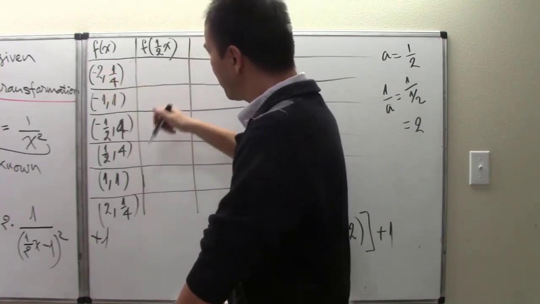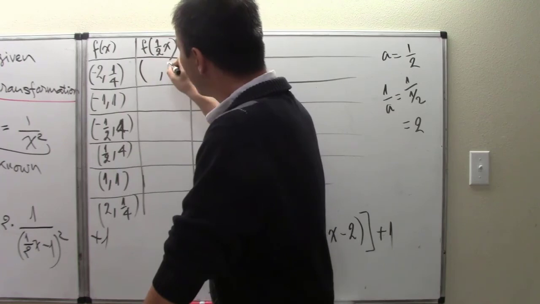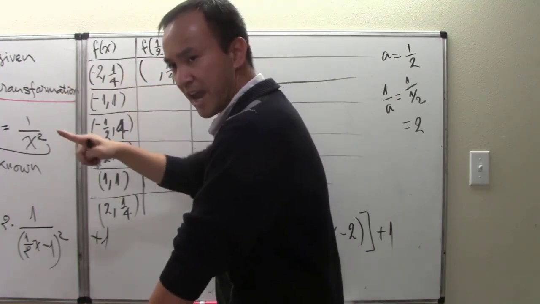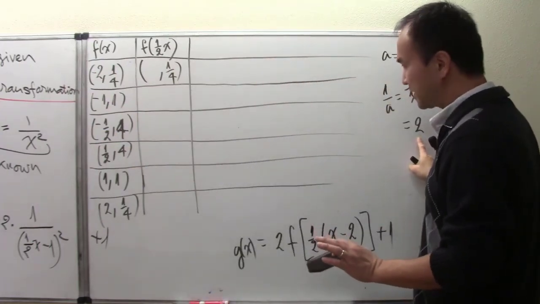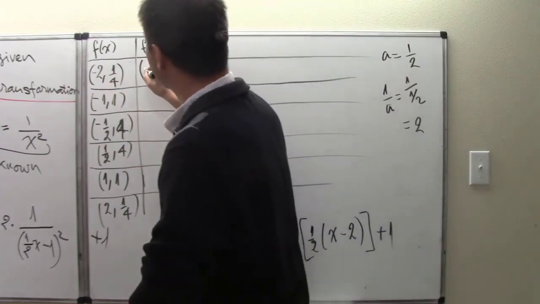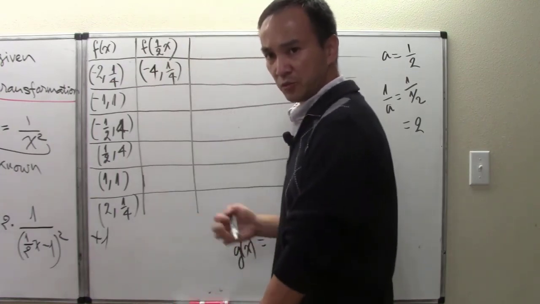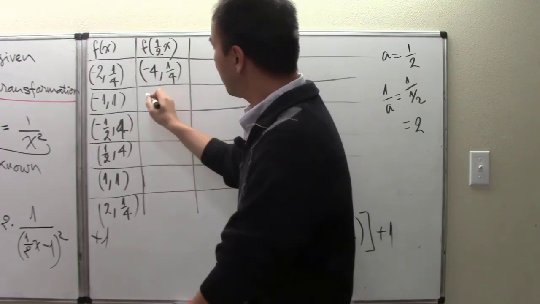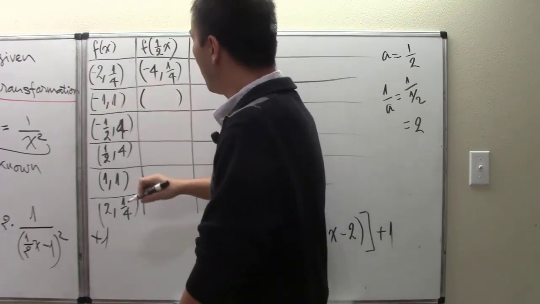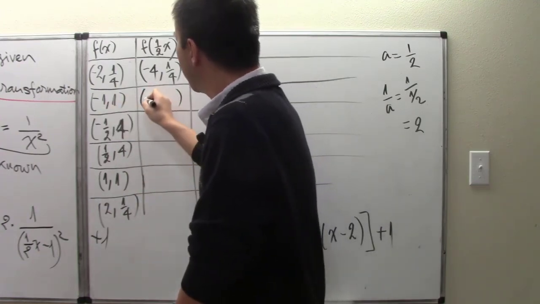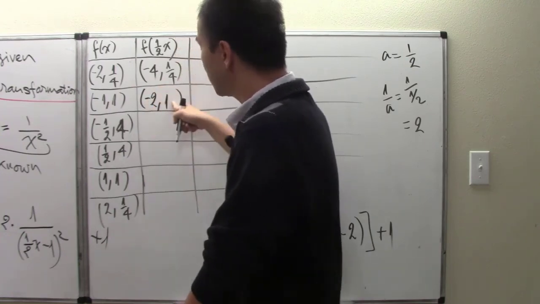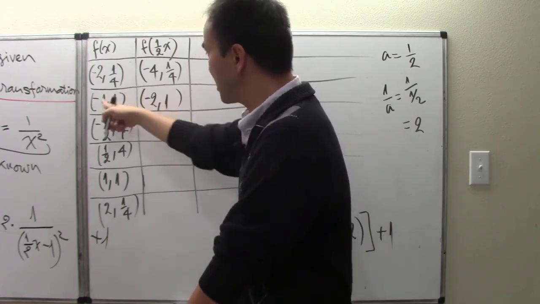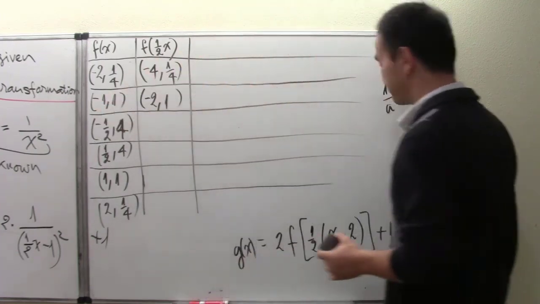-2 comma 1/4. Y value stays the same, but x value here is multiplied with 1 over a, which is positive 2. So positive 2 times -2 here gives me a -4. Okay, because we multiply every x value by 1 over a. All right, so for the next one, -1 comma 1 is now transformed to -2 comma 1. Nothing happened to the y value. X value became -2 because -1 times 2.